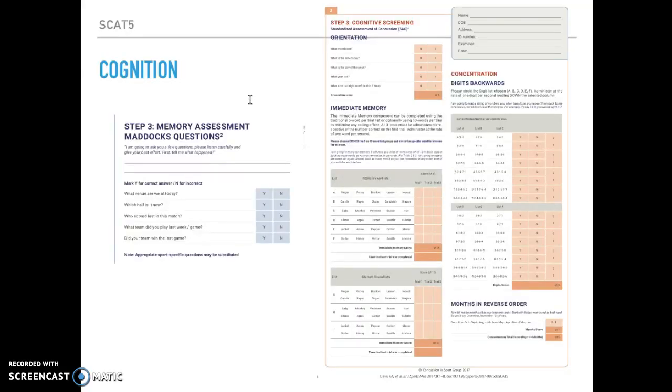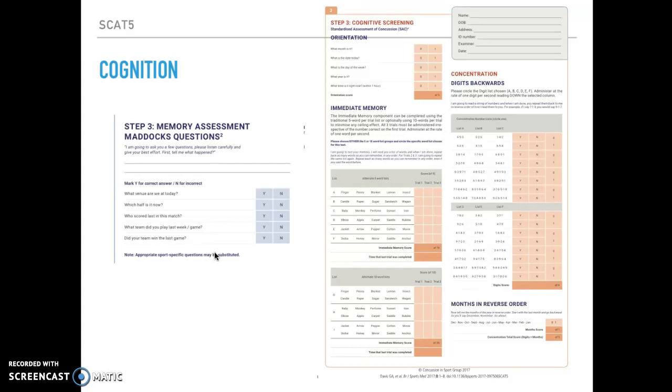Okay. Also, the SCAT-5 is assessing cognition. So in your initial assessment, before you get into the full-on concussion assessment, at the time of the injury, you would tell the patient, I'm going to ask you a few questions. Please listen carefully and give your best effort. First, tell me what happened. And so you would record here what the patient told you had happened. And then you want to ask them: what venue are we at today, which half is it now, who scored last in this match, what team did you play last week, and did your team win the last game? So this is a series of yes or no questions to test for retrograde amnesia. They're very broad, and they're just getting us a yes or a no.